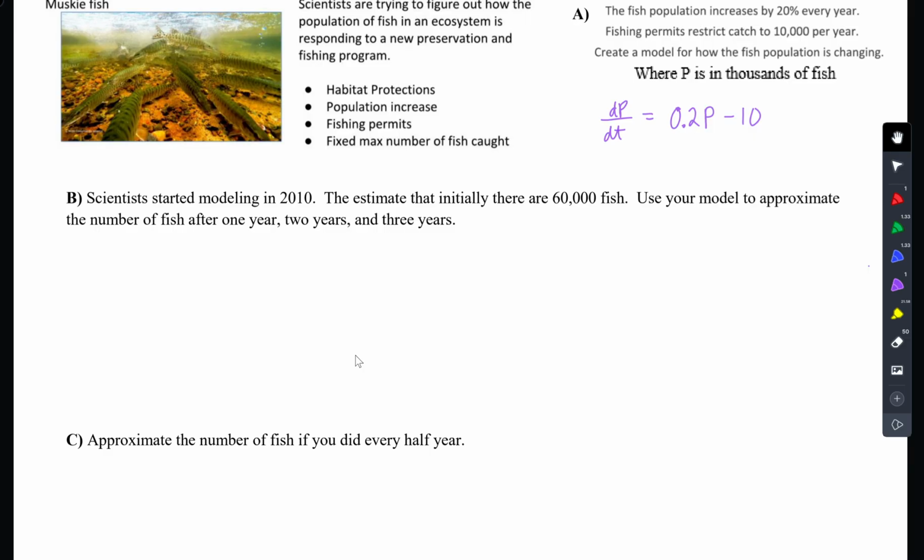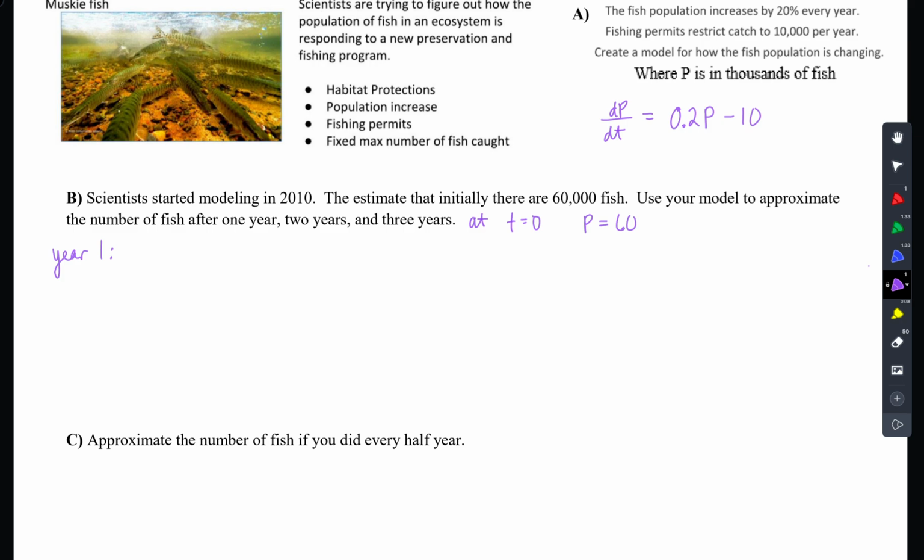So like this one in part B, scientists started modeling in 2010. They estimate that initially there are 60,000 fish. So use your model to approximate the number of fish after 1 year, 2 years, 3 years. Essentially this is what's happening. We started with 60,000, right? So because we're in thousands of fish, maybe I should say, because it says at t equals 0, that's initial, then you would say the population is 60, because we're doing thousands of fish. So it's just going to be straight up 60.